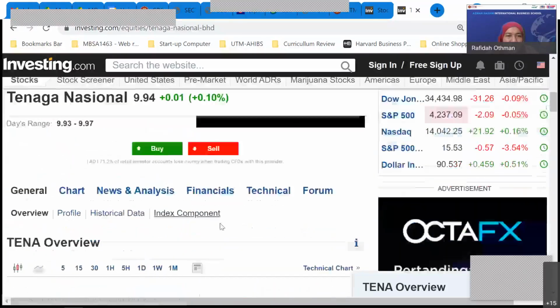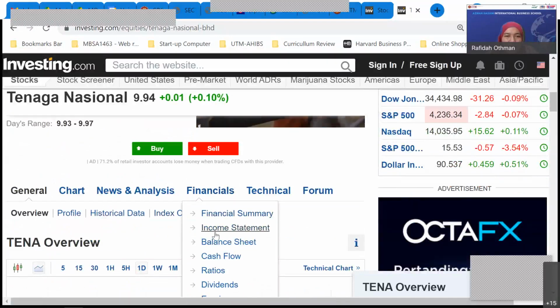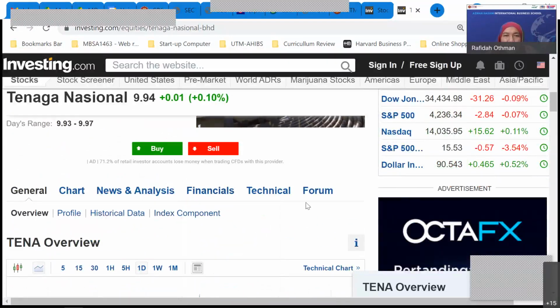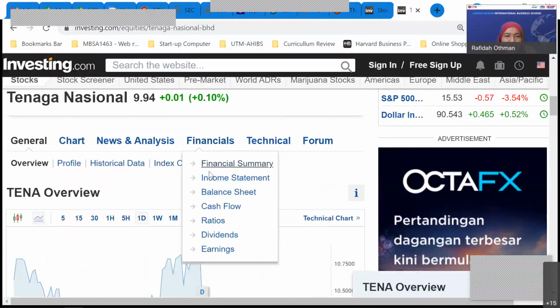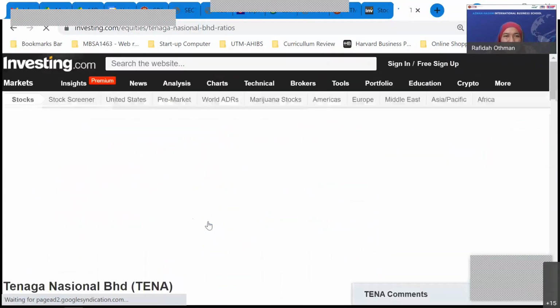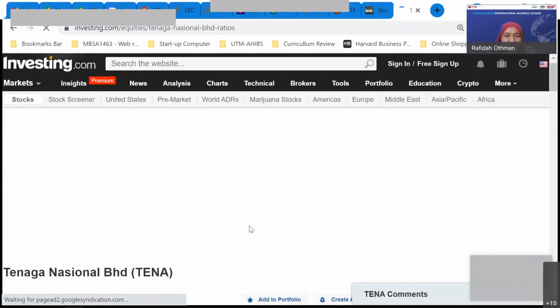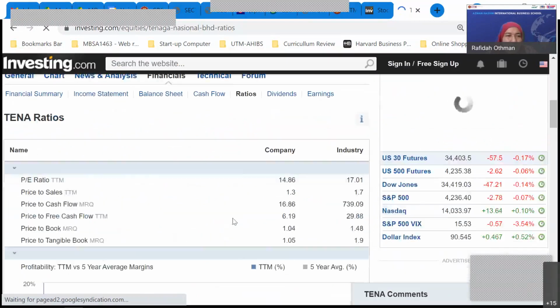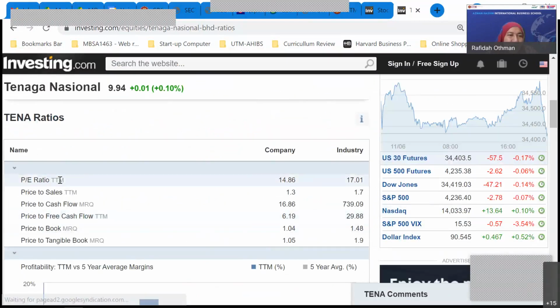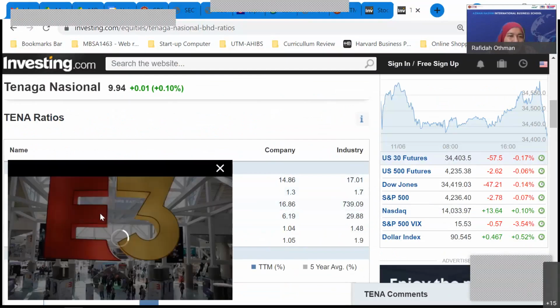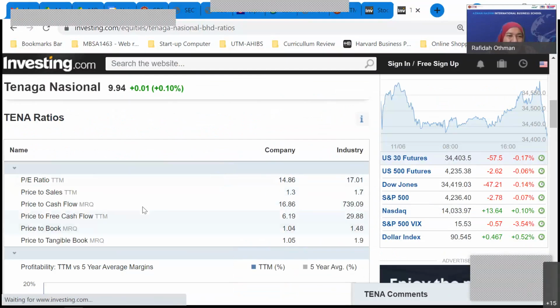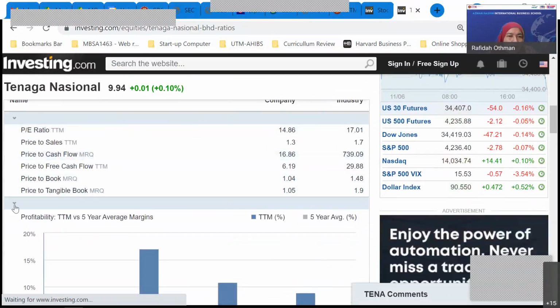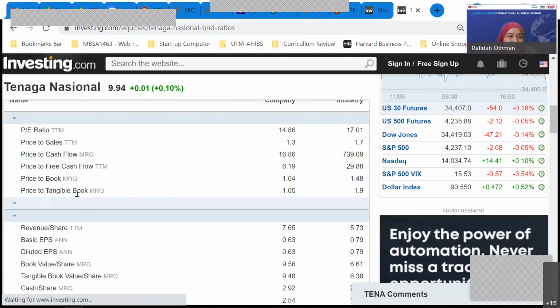So how to look at the financial statement is here. Financial summary, income statement, balance sheet, and whatnot. If you want the ratio, you can have this ratio. They have all these ratios, but other than this, you have to calculate them. So this is the price earning ratio, price to cash flow. These are the ratios that are already calculated for you. Okay, so that's it.